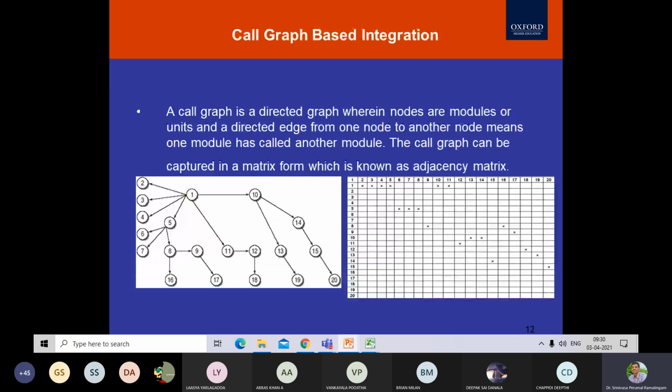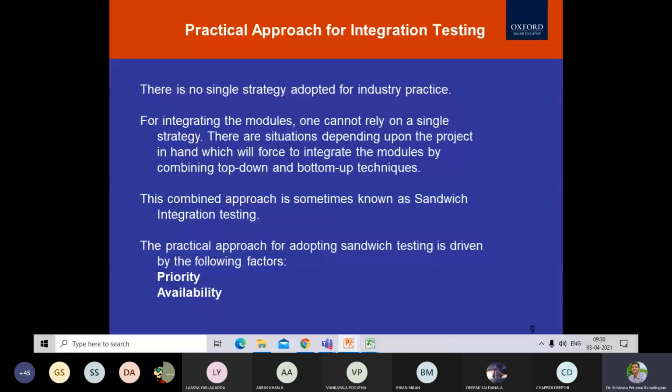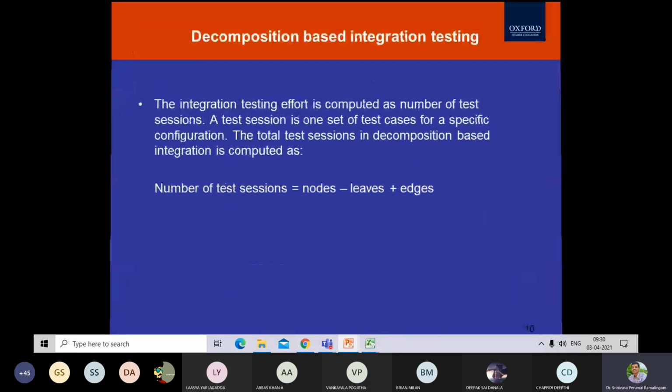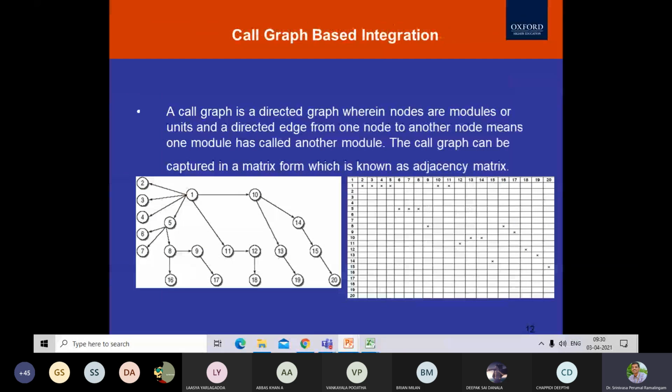The next method is call graph based integration. This is under path testing. Here we need to go for pairwise or neighborhood integration. So which are all the pairs here in the diagram? Which are all the pairs?